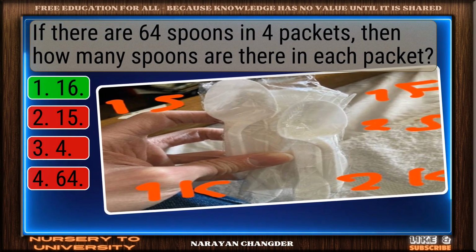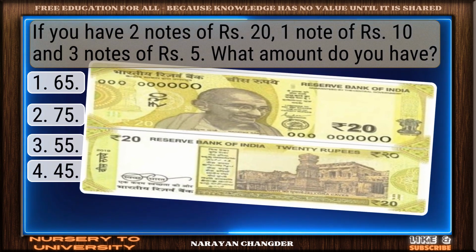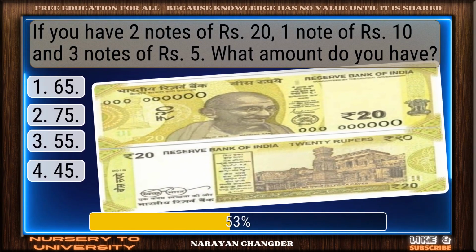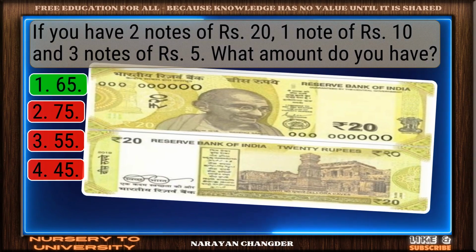Valid point. 16 is true. If you have 2 notes of Rs 20, 1 note of Rs 10 and 3 notes of Rs 5, what amount do you have? Well reasoned. 65 is the correct choice.